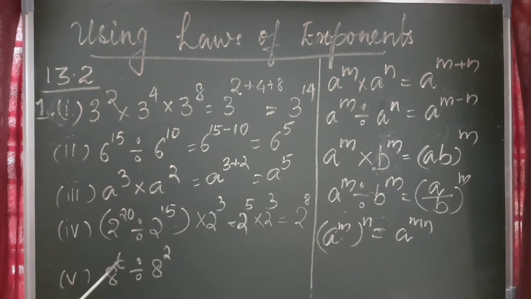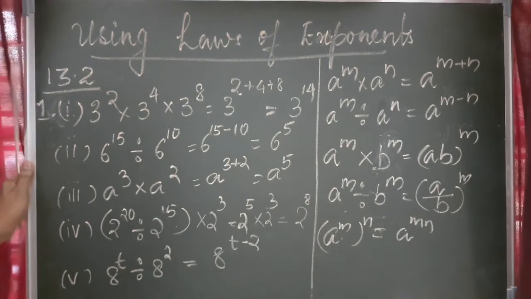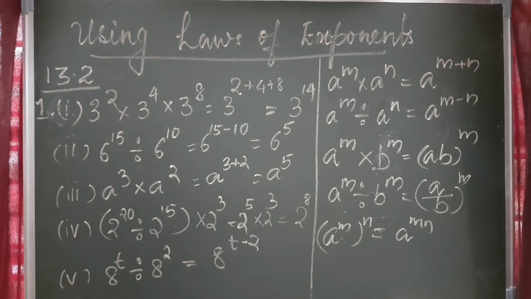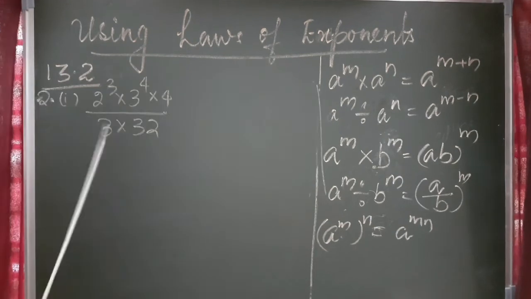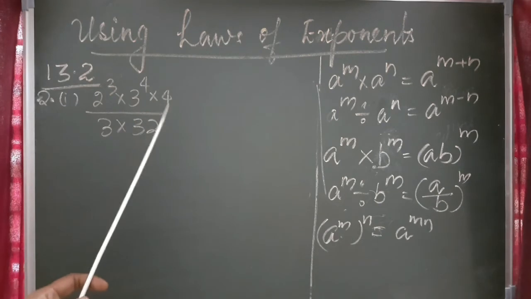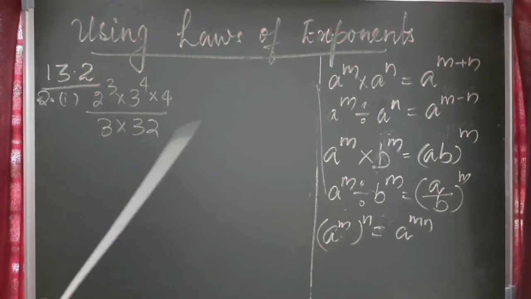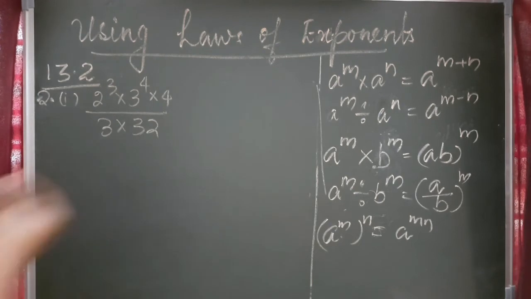Here, 8 raised to t divided by 8 raised to 2. We don't know the value of t, so we can write it as 8 raised to t minus 2. Now let's do question number 2. We have to simplify and write it in the form of exponents. Here there are larger numbers that we have to simplify and write in the form of exponents.